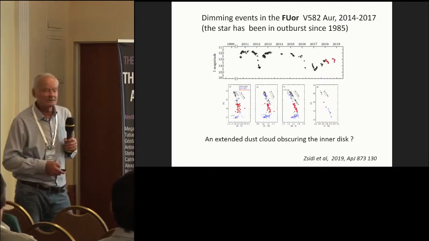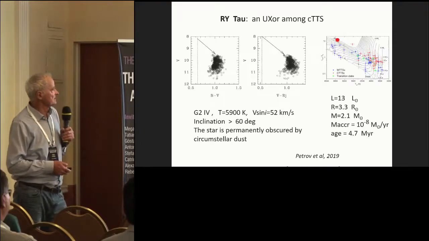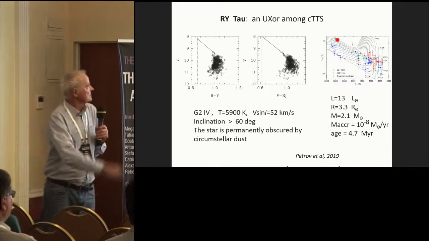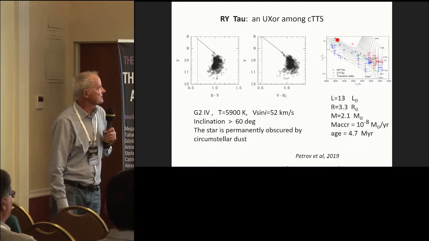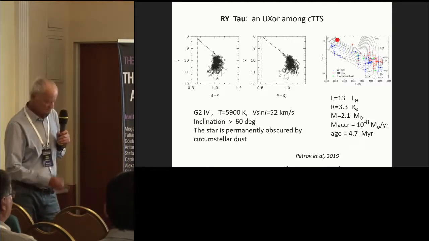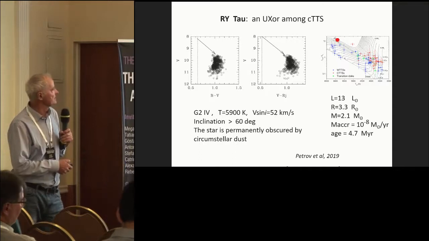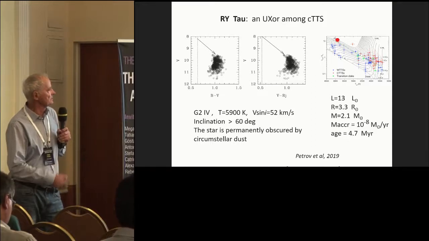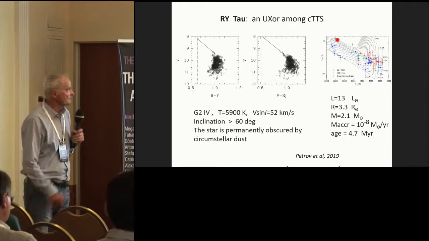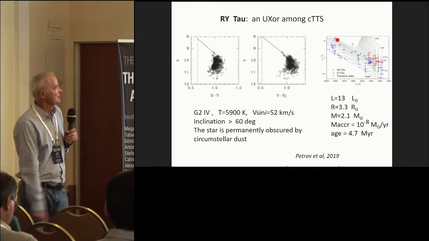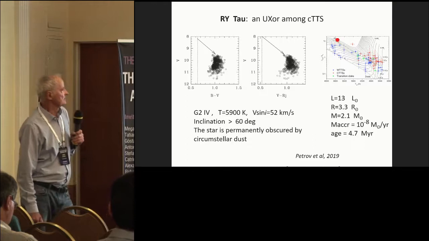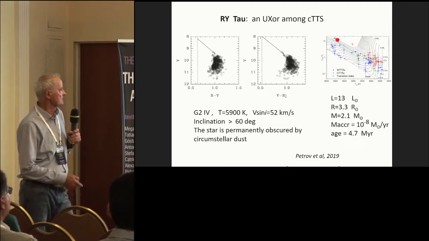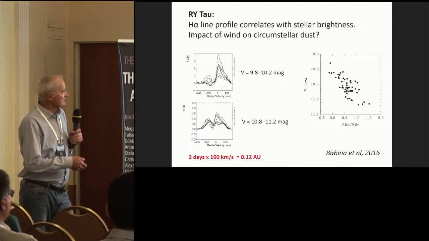This story was told yesterday, so I skip it. Then dust in the disk wind. The best example of an UXor among classical T Tauri stars is RY Tau. The star is permanently obscured by dust, so we don't see the upper part of this diagram, only the lower part with the bluing effect. The star is of intermediate mass, in between T Tauri and Herbig Ae, and is seen at a high inclination.